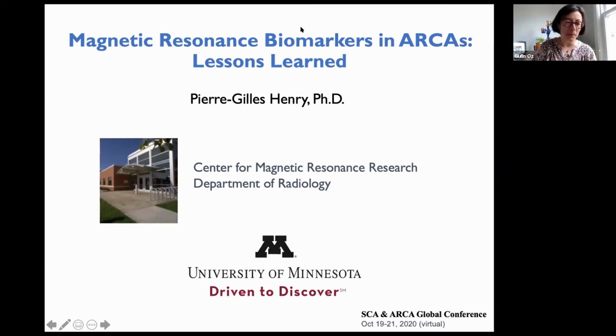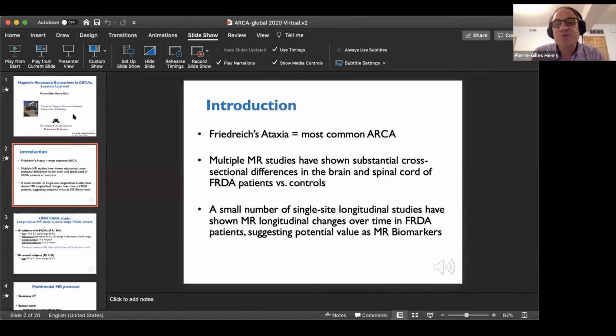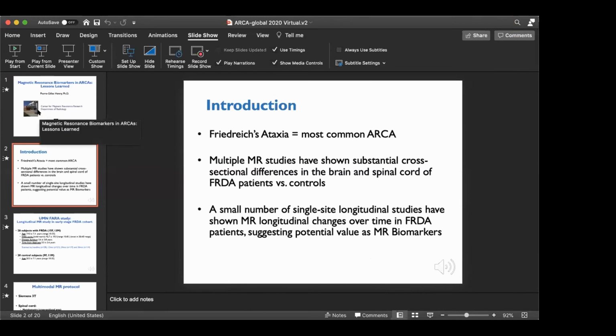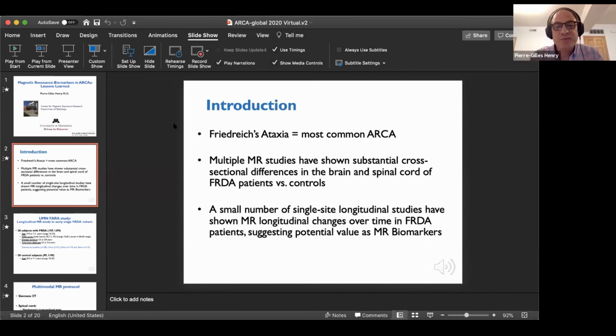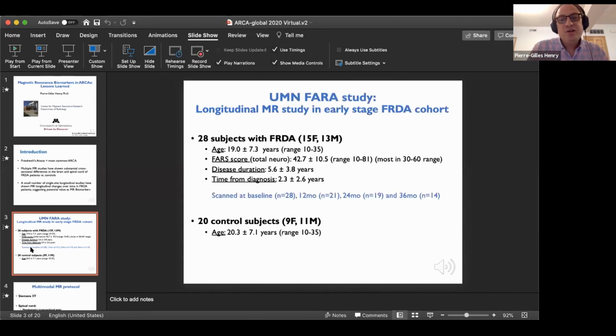Thank you, Pierre-Gilles. Friedreich's ataxia is the most common ARCA, and multiple MR studies have shown substantial cross-sectional differences in the brain and in the spinal cord of Friedreich's patients versus controls. And a small number of single-site longitudinal studies have also shown MR longitudinal changes in Friedreich's ataxia patients over time, suggesting potential value as MR biomarkers.